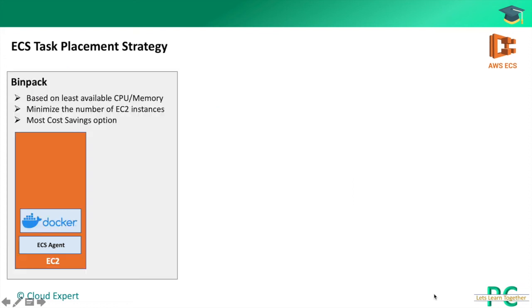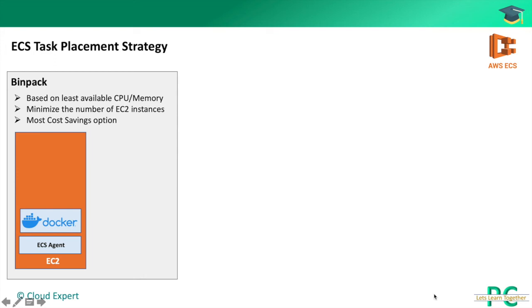Let's explore them in detail. First, ECS task placement strategy. There are three main strategies. Let's start with binpack. Binpack is based on least available CPU or memory.